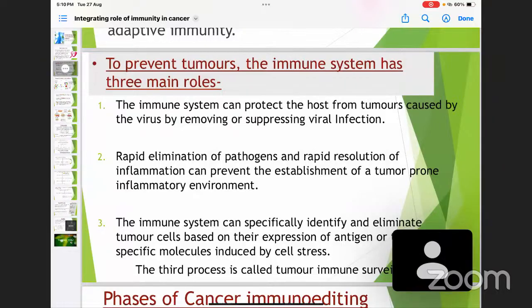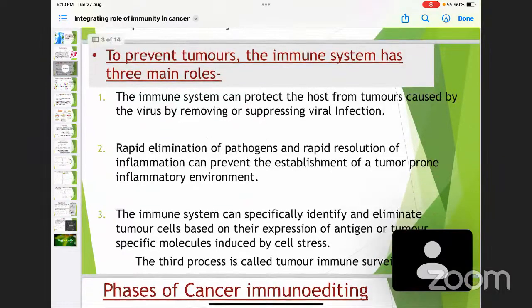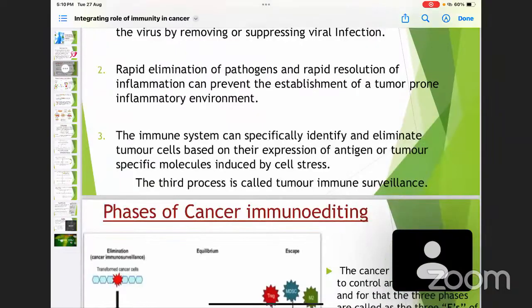To prevent tumors, the immune system has three main roles. The immune system can protect the host from tumors caused by viruses by removing or suppressing the viral infections. Rapid elimination of pathogens and rapid resolution of inflammation can prevent the establishment of a tumor-prone inflammatory environment. Third, the immune system can specifically identify and eliminate tumor cells based on their expression of antigens or tumor-specific molecules induced by cell stress. The third process is called tumor immunosurveillance.